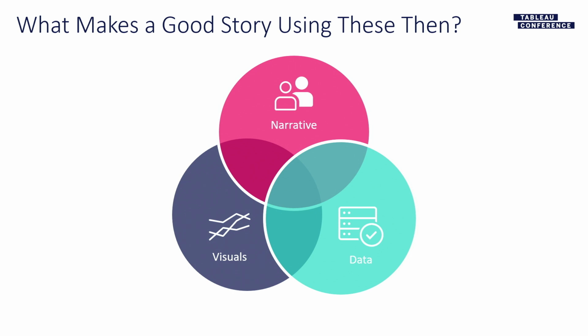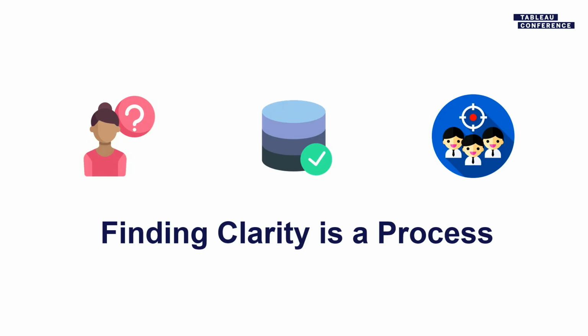Yeah? And now let's look at how we can tell a good story, or what makes a good story, with these elements that you already have. The first thing you want to do is to make sure that your story is clear. And finding clarity in a business scenario is a continuous process. Every iteration you make in this process is going to make your story clearer and better.